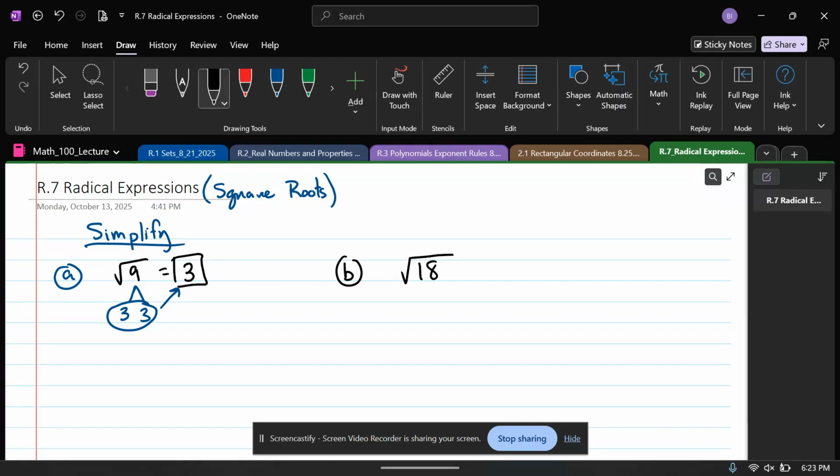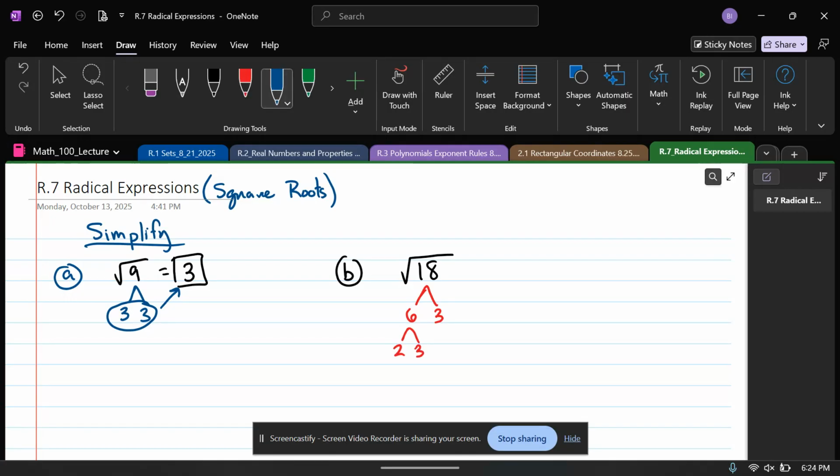But I do know that I can take 18 and break it apart. I got different ways I can break 18 apart. I can either do 9 times 2 or 6 times 3. It doesn't matter which one. I'm going to do 6 times 3. And then I know 6 breaks apart because it's not a prime number. And it's 2 times 3. Now here's how that simplifies.